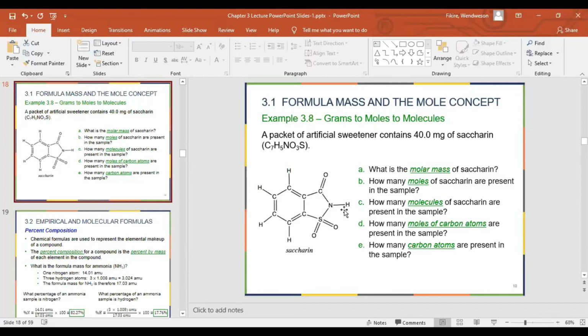A packet of artificial sweetener contains 40.0 milligrams of saccharin. The molecular formula is given here. This is a structural formula, and this is a molecular formula. Based on this, you have 5 questions. What is the molar mass of saccharin? How many moles of saccharin are present? How many molecules of saccharin are present in the sample? How many moles of carbon atoms are there? And how many carbon atoms are present in the sample? So this is going to be an assignment for Thursday. I want everyone to try this, and then we can continue from here, okay?